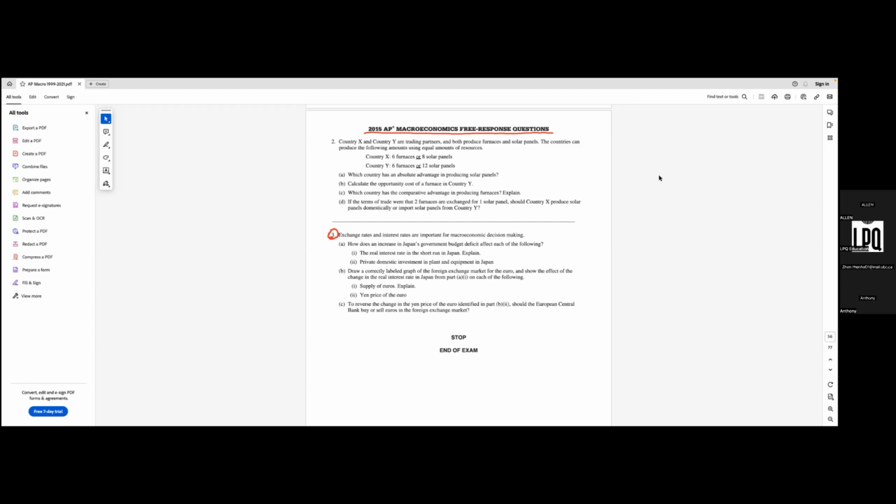Real interest rate in Japan will increase. That's right, but your explanation here is wrong. So what is the reason? What actually is the reason Japan's interest rate is increasing? The key word here is government budget deficit. So what is a government budget deficit? Actually the reason isn't that the supply of local funds will decrease.